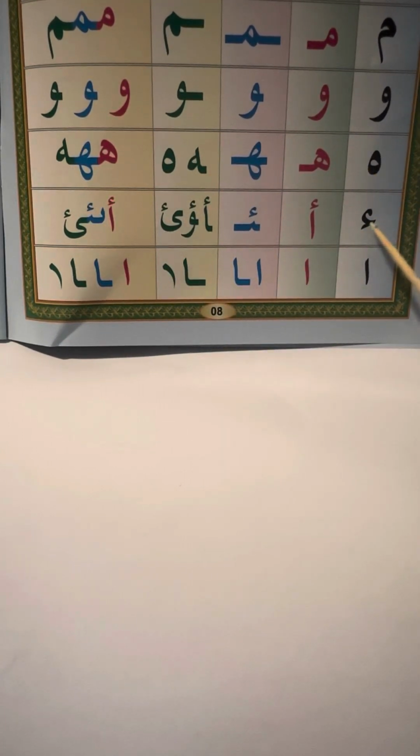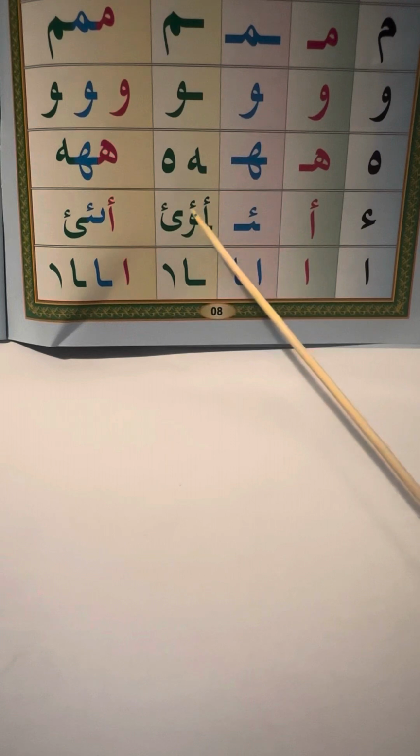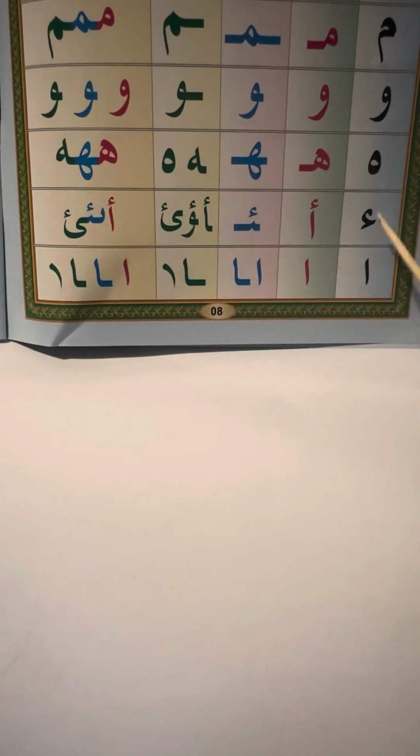Here, hamza. Hamza is written on top of the alif. You see, this is alif, but this is hamza. It's normally written on top of the alif. Or sometimes it can be written on top of the ya, or it can be written on top of the waw. So this is just hamza. You see, it's written on top of different letters in the Arabic language.